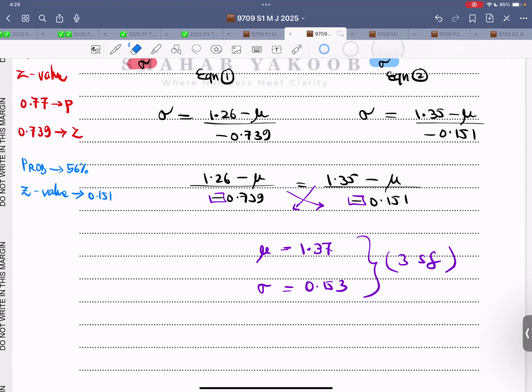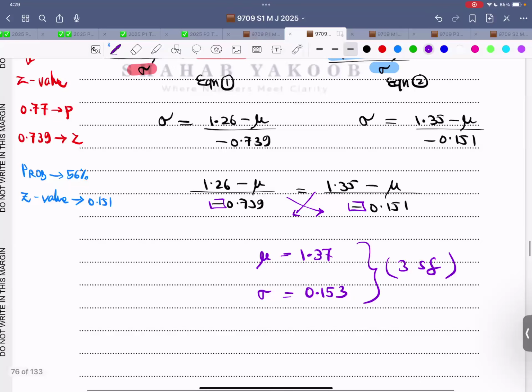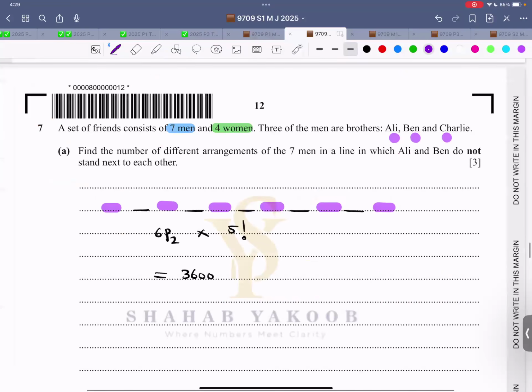So let me just write this 0.153 a little bit neatly. That is 1, 5 and 3. Okay, so that's how this question is done and dusted. Now we are on question number 7. I think that is the last question.